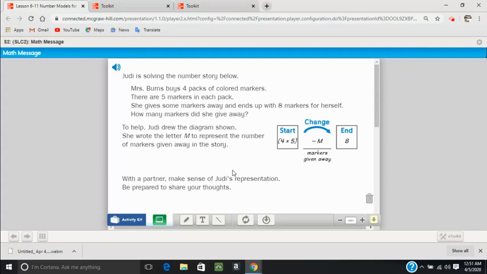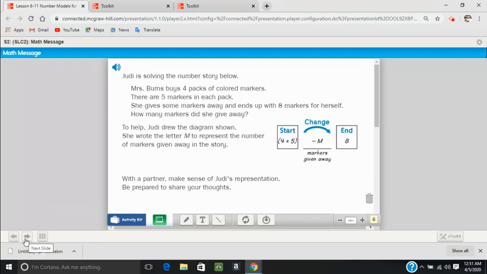On this screen, you see our math message for today. Our math message says, Julie is solving the number story below. Mrs. Burns buys 4 packs of colored markers. There are 5 markers in each pack. She gives some markers away, and in the end, she ends up with 8 markers herself. How many markers did she give away? To help, Julie drew the diagram shown on the page. She wrote the letter M to represent the number of markers given away in the story.